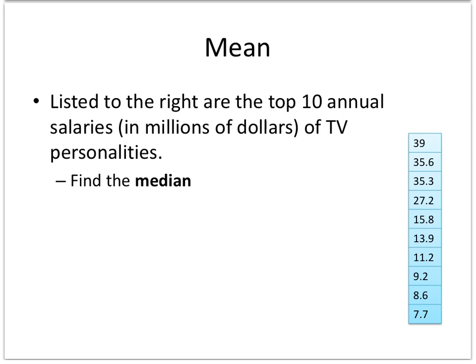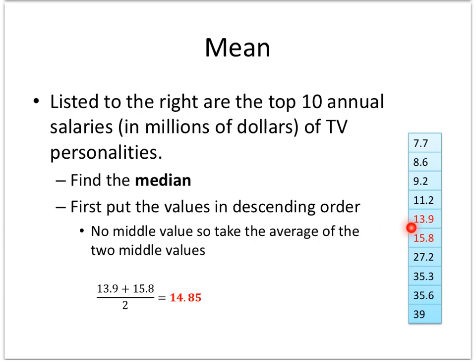Find the median. The easiest thing is to put them in ascending order and look for the middle value. If there's not one exact middle value, then take these two and average them. So I add them up and then divide by 2 and get a median of 14.8.